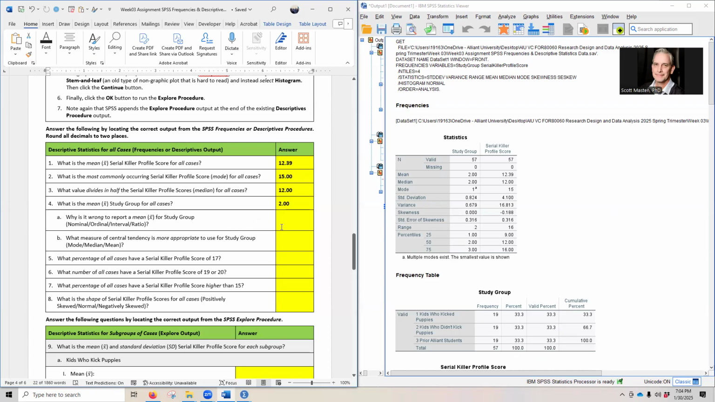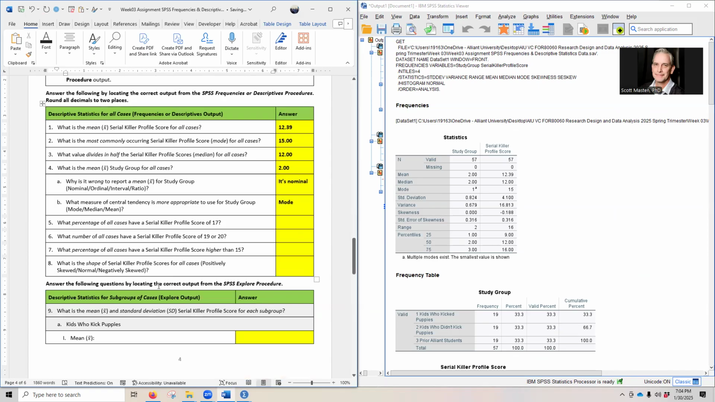So what measure of central tendency? Oh, let me get there, we go. It's nominal. What measure of central tendency is more appropriate to use for study group? That is, what is the measure of central tendency to use for nominal data? Hopefully you remember it is the mode. So the mode, which in this case we established was 15. Why? Because it just says what's the most commonly occurring value, which makes sense even for nominal variables like hair color or which group you're in.